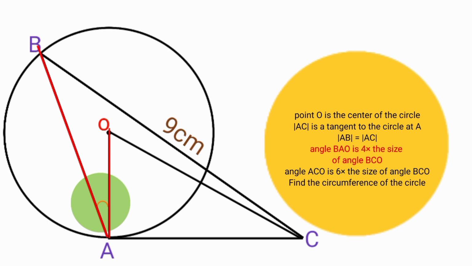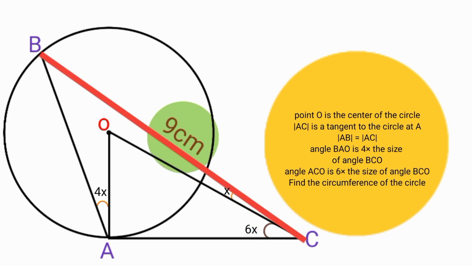And they say this angle BAO here is 4 times the size of this angle BCO here, so we can label this X, and if this is X, this must be equal to 4X. Here also, they said this angle ACO is 6 times the size of this angle here. So since this is X, this will also have to be equal to 6X. This line here is 9 centimeters.